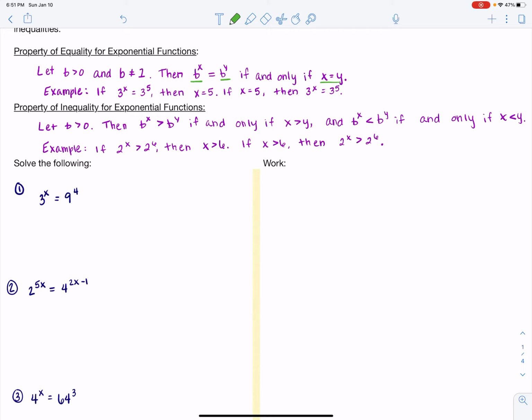So for example, if I have 3 to the x power is equal to 3 to the 5th power, because the base is the same number, then I can just take the exponents and say that they must be equal as well. And it works vice versa.